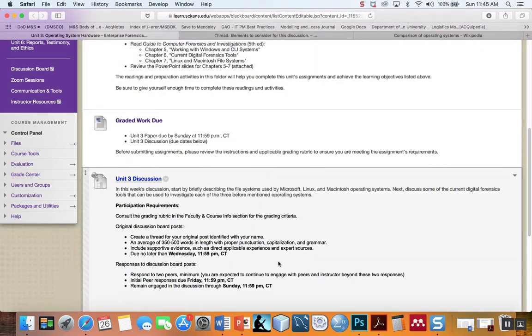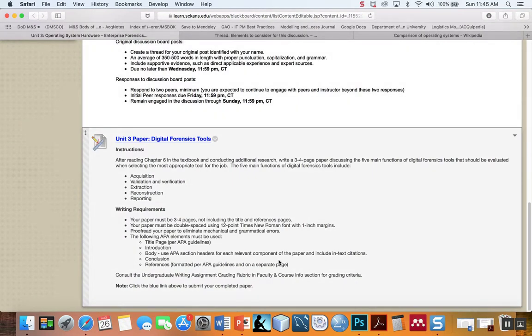All right, so on the actual written assignment, you are going to read Chapter 6 in your textbook, and you're going to conduct additional research. It's going to be a 3 to 4 page paper, and we're going to talk about the 5 main functions of digital forensics tools, and they're listed right here. You're going to do research on these 5 categories, and you are going to talk about how to select the most appropriate tool for the job based on an evaluation of these main functions.